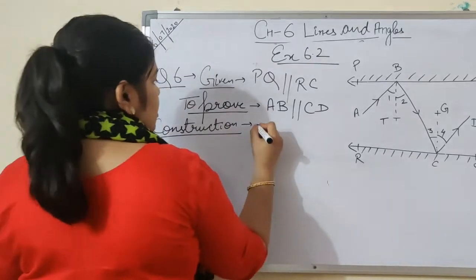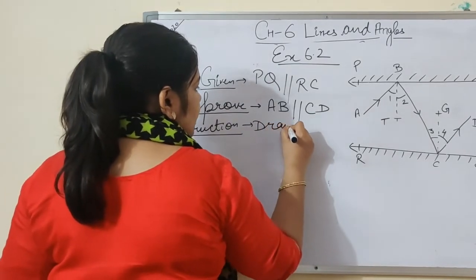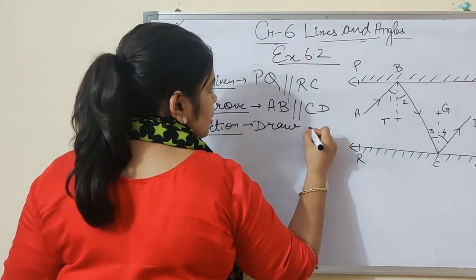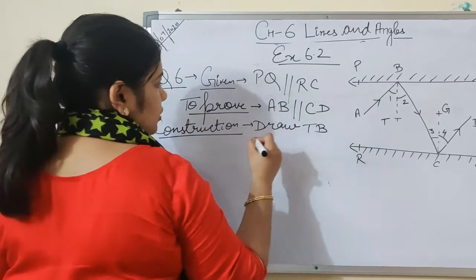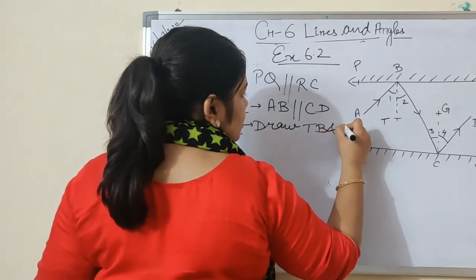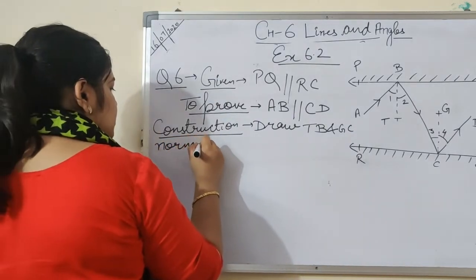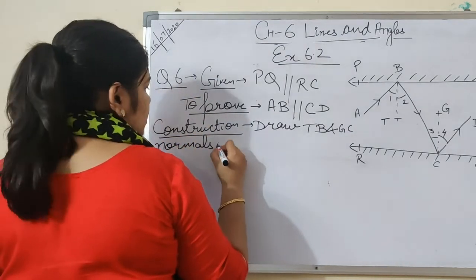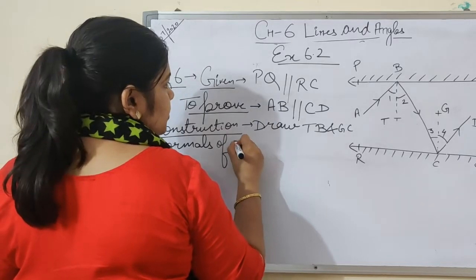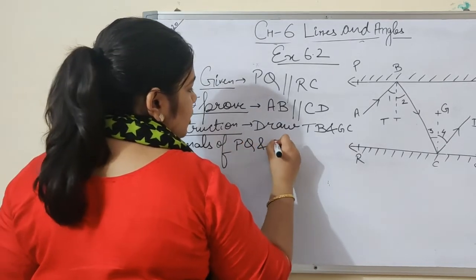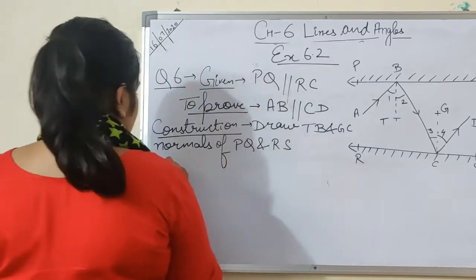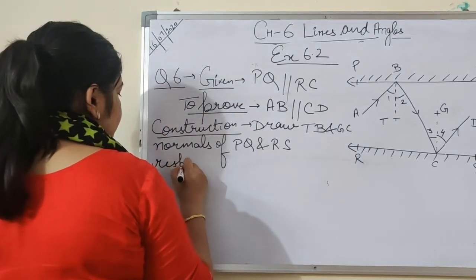Now we can write that draw TB and GC normal to PQ and RS respectively.